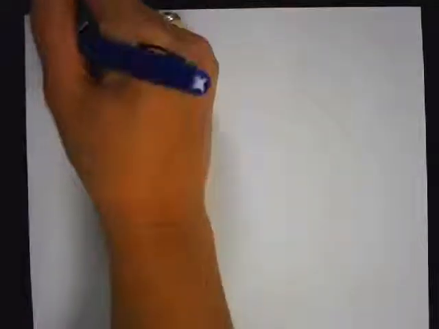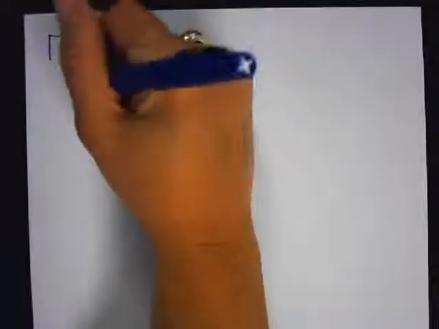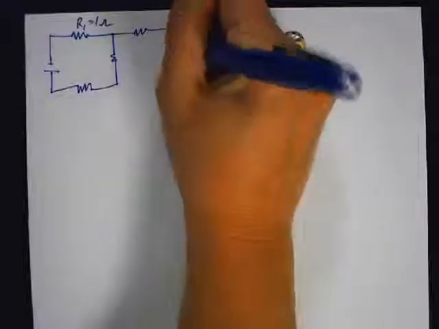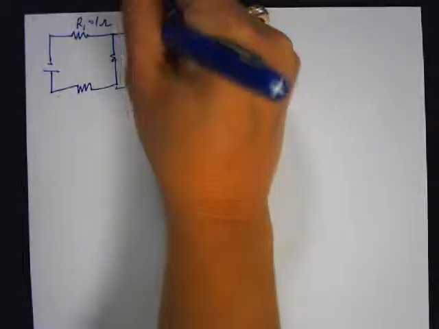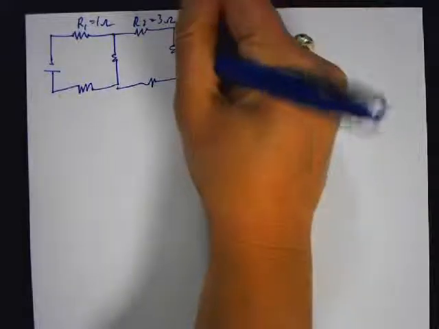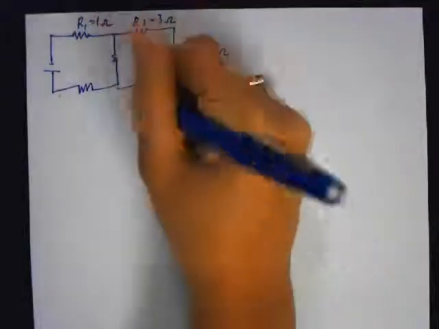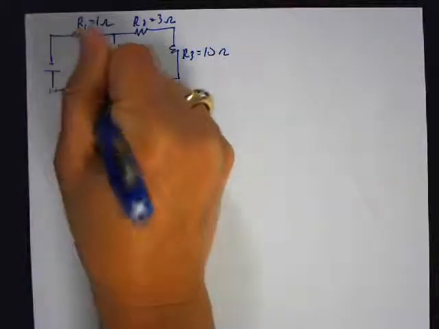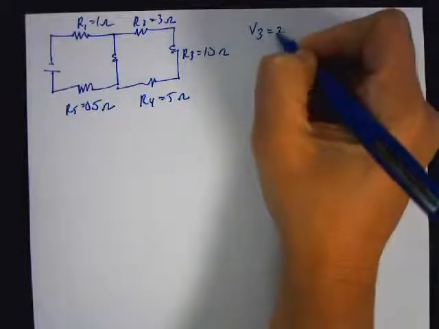So the first thing that we're going to do is draw our diagram. Because after we have our diagram, this diagram and our intermediate schematic diagrams are going to help us to solve the problem. So R1 is 1. R2 is equal to 3. R3 is equal to 10. R4 is equal to 5. And R5 is equal to 0.5. Now, the only other thing they give us in this problem is V3 is 30.